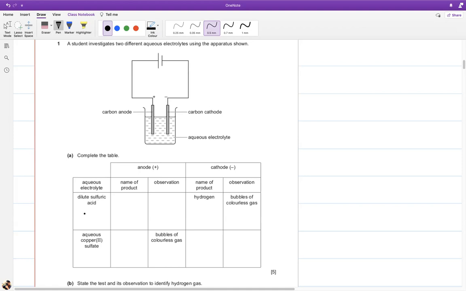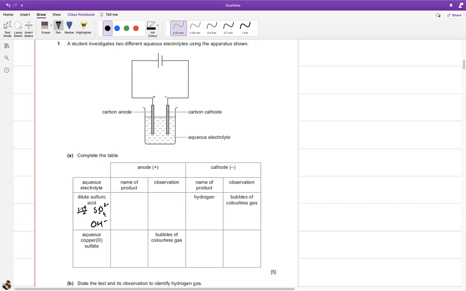So just on the side, let's write down what our ions are going to be. We're going to have H positive, sulfate 2 negative, and OH negative because of water. H positive is already there. So there's going to be a lot of H positive here from water as well as from sulfuric acid. So at the cathode, we're going to get hydrogen gas because that's the only positive ion we have.